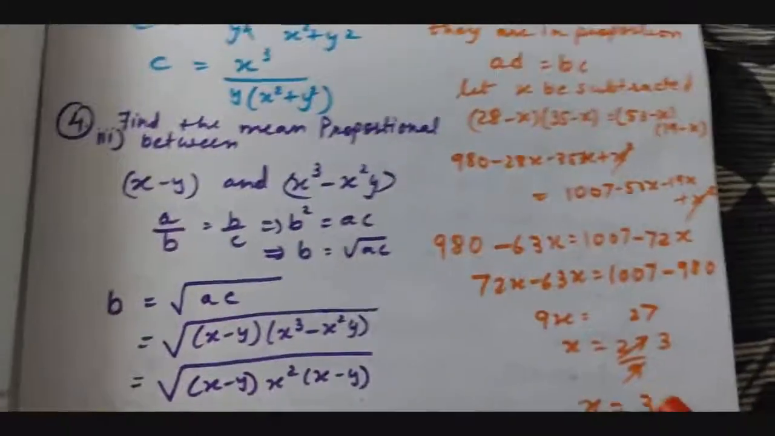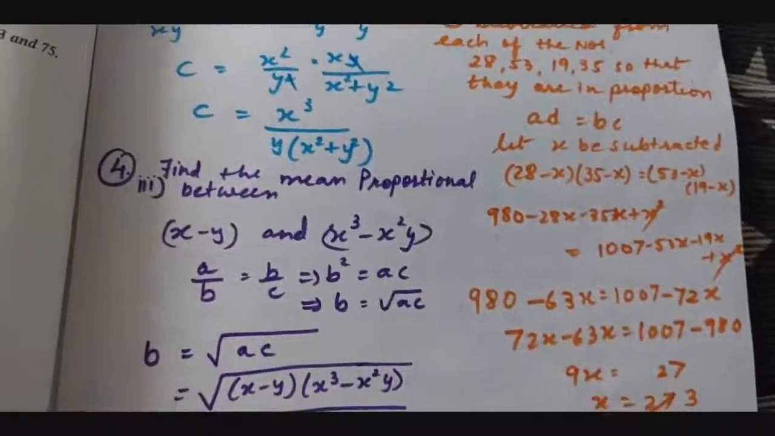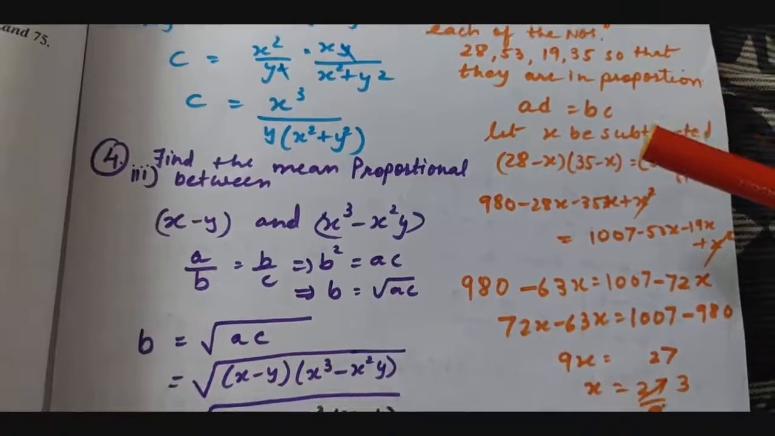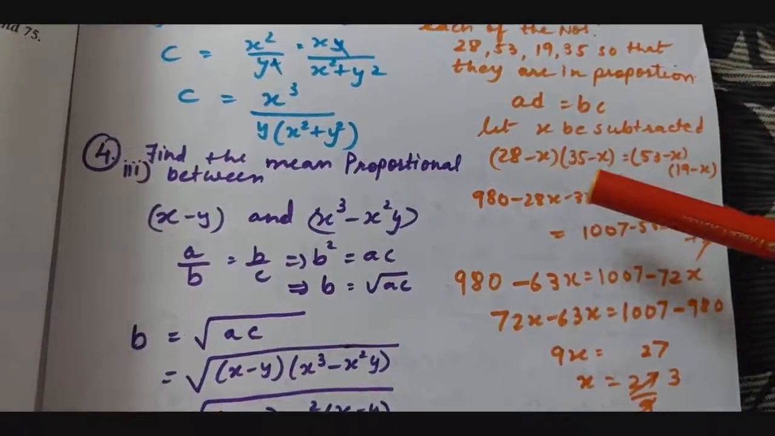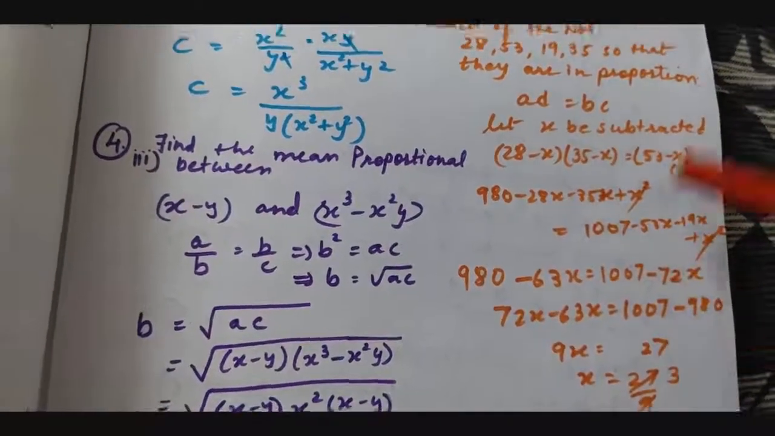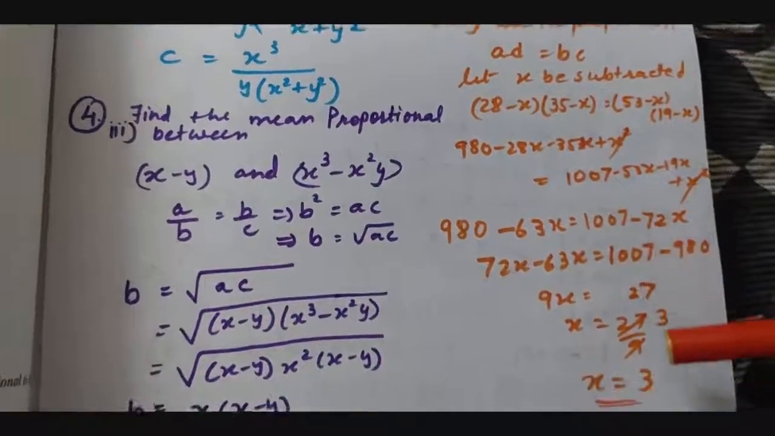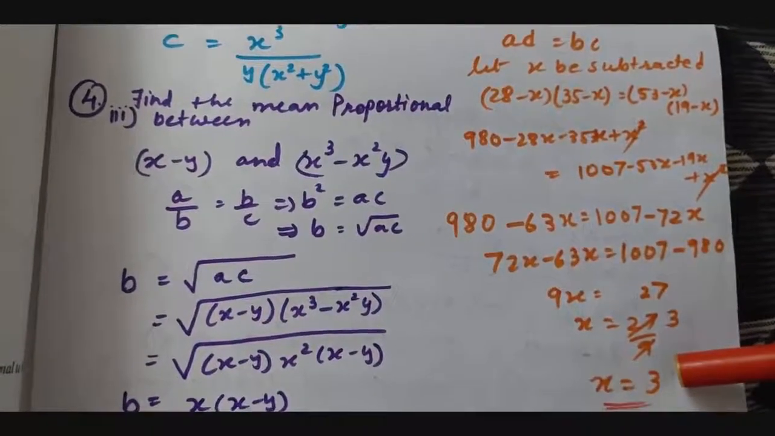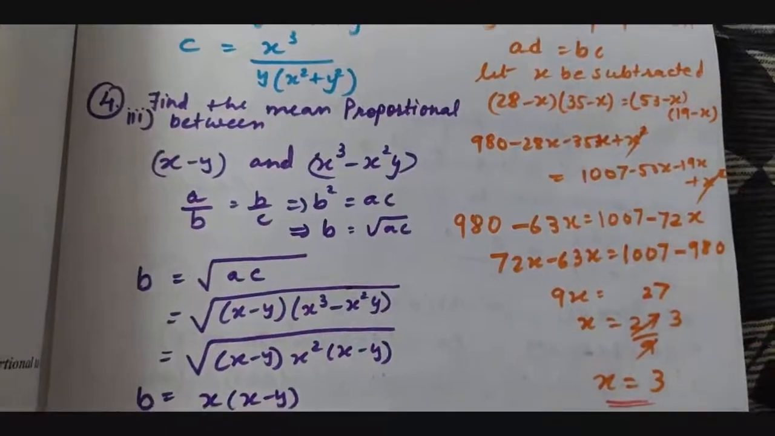So here we get x value. What we have supposed is that x be subtracted from each of the numbers so that they are in proportion. So which number should we subtract here? 3. Okay, thank you.